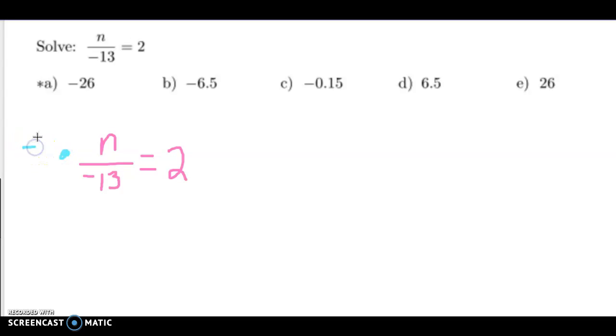So I'm going to multiply my left side by negative 13. And I'm going to put this over 1 just to show you something and prove to you why this works. But anything I do to the left side, I do to the right.